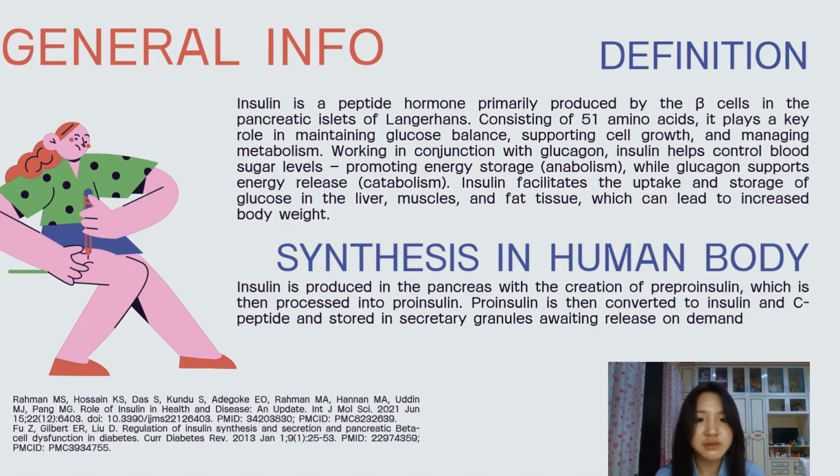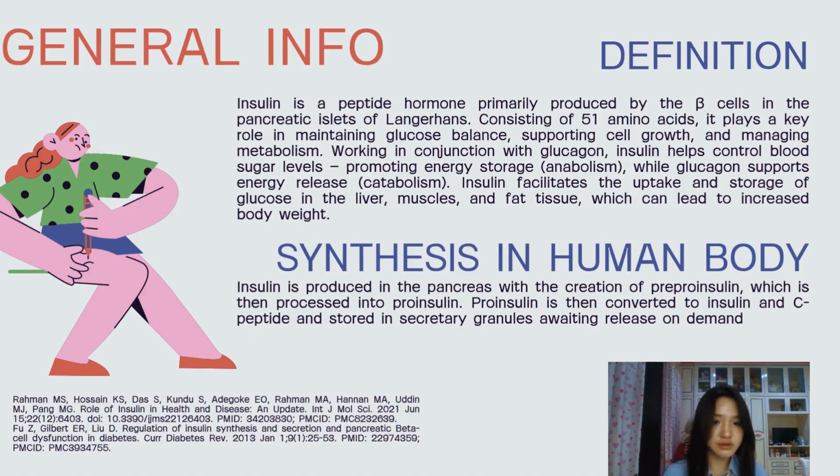Working in conjunction with glucagon, insulin helps control blood sugar levels, promoting energy storage or anabolism, while glucagon supports energy release or catabolism. Insulin facilitates the uptake and storage of glucose in the liver, muscles, and also fat tissues, which can lead to increased body weight.